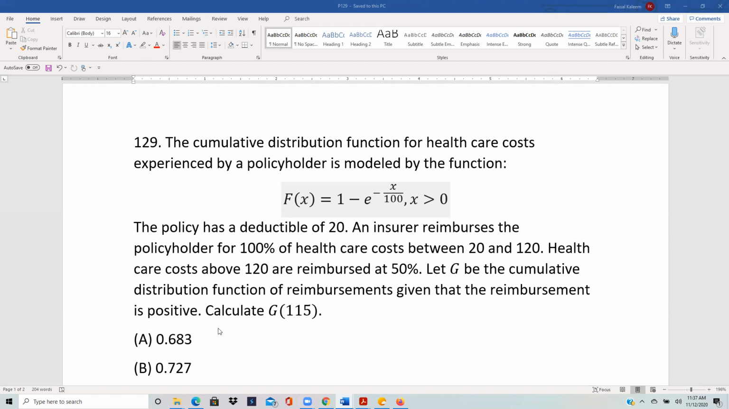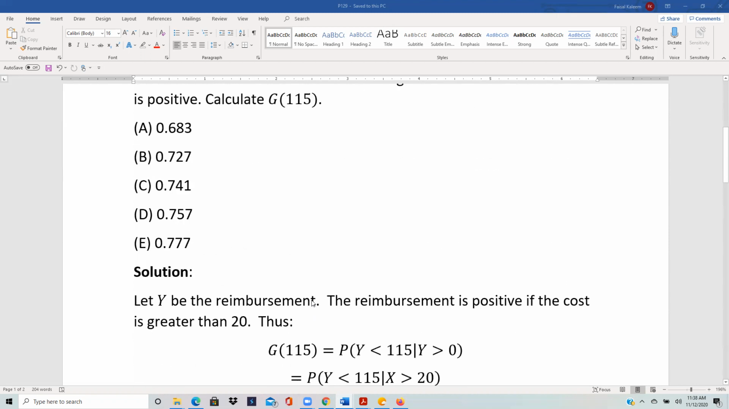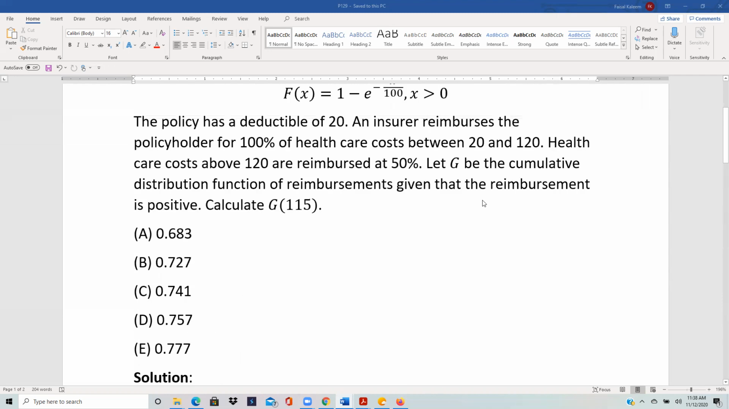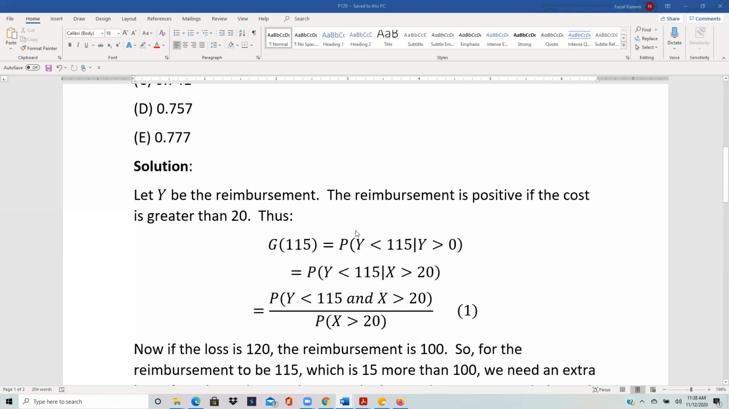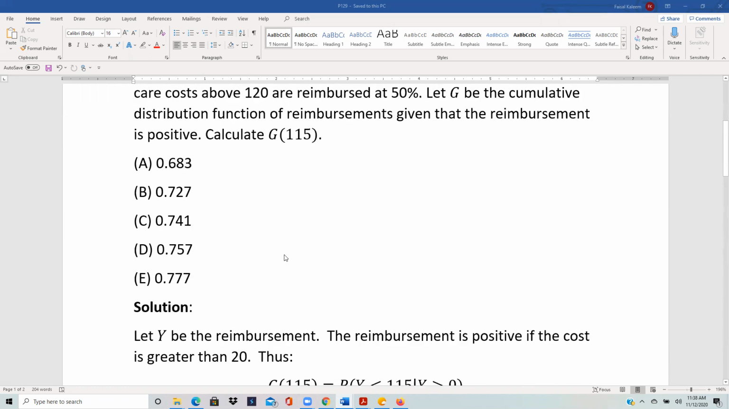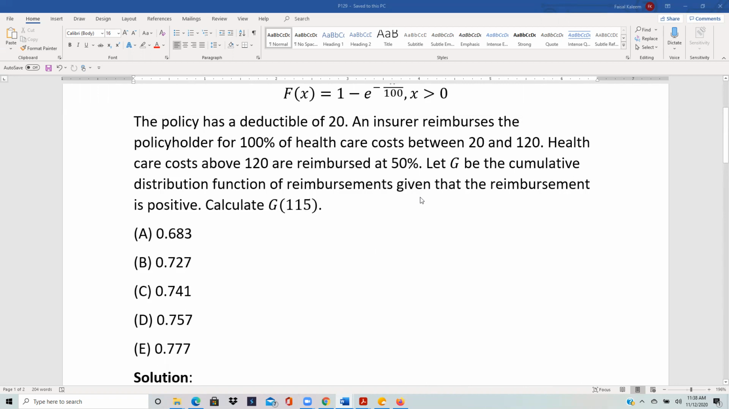We are not given any symbol for the reimbursement, so let's call it Y. And we are interested given that the reimbursement is positive. So Y will be positive if X is greater than 20, right? Y is the reimbursement and X is the cost you incur. So the first 20 are not reimbursed because of the deductible.